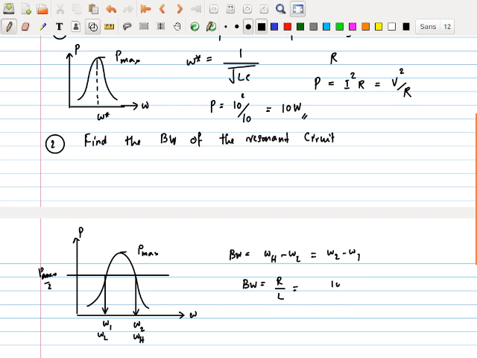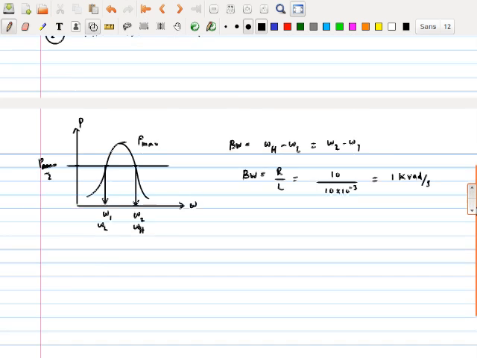Then R is equal to 10, and L is equal to 10 times 10 to the minus 3 millihenry, and then you would get 1 K, right, radians per second is the signal bandwidth. So there you go. So you have an equation, you just apply it.